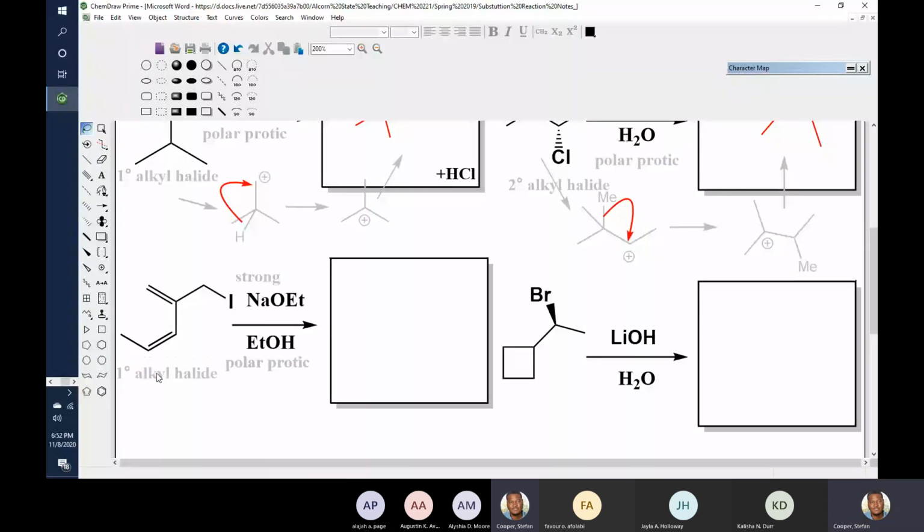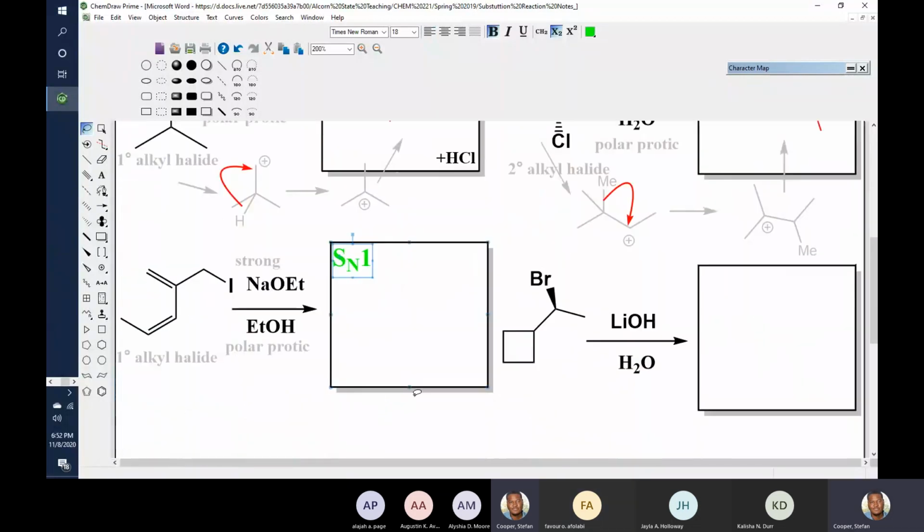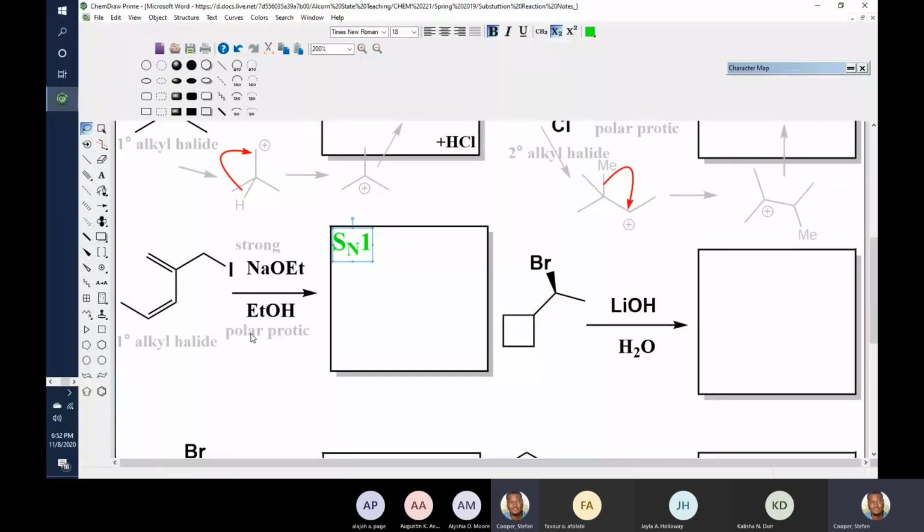Okay. Good. So what's my mechanism type here? SN1. Oh yeah, I'm sorry, I was thinking of something else. This is SN1. Good. So what happens in my first step? I'm going to generate a what? A carbon cation. Good. I'm going to generate a carbon cation. That's right. And we want to make sure that the carbon cation doesn't do what? Rearrange. That's right.